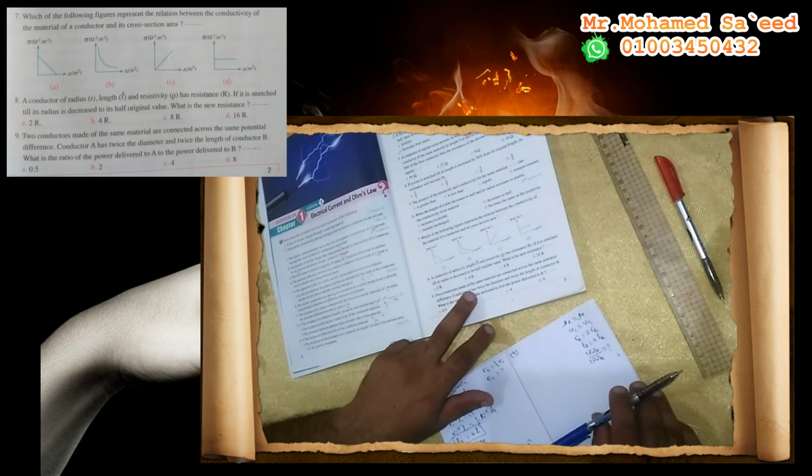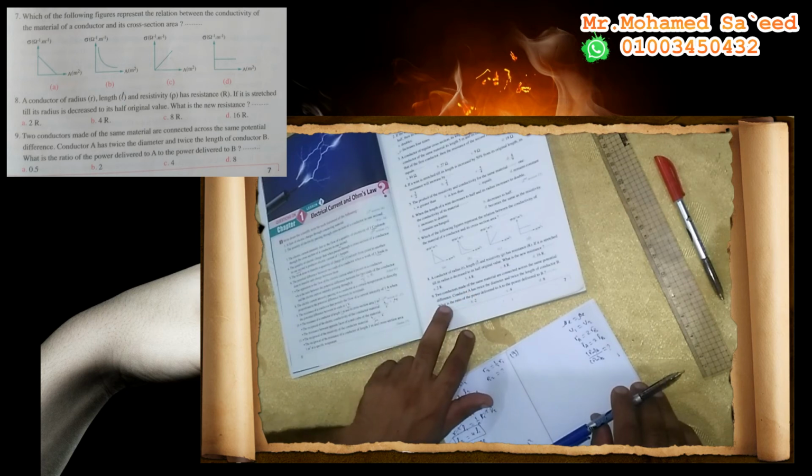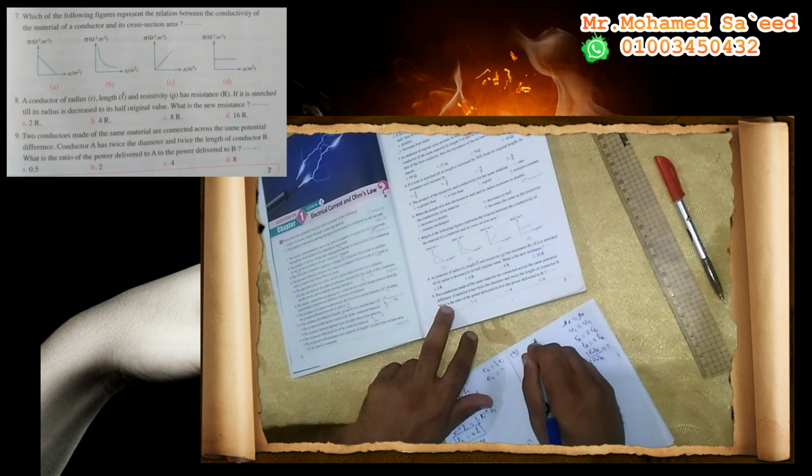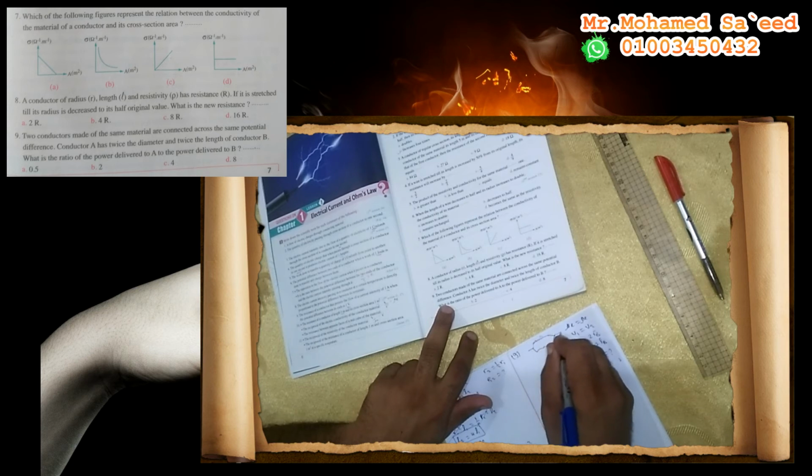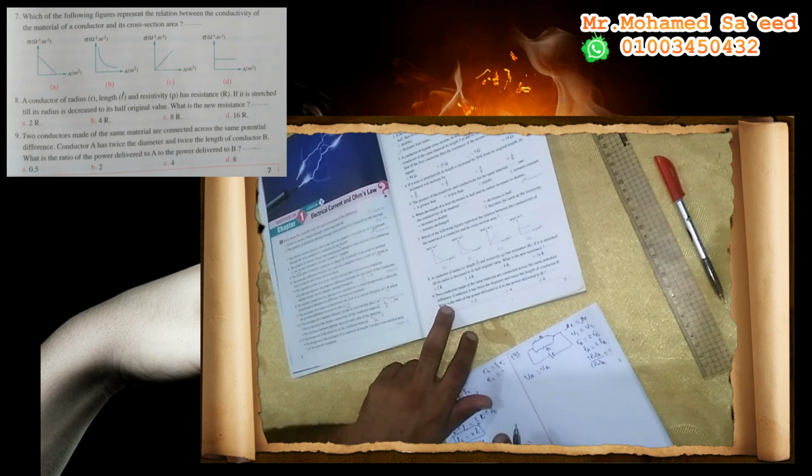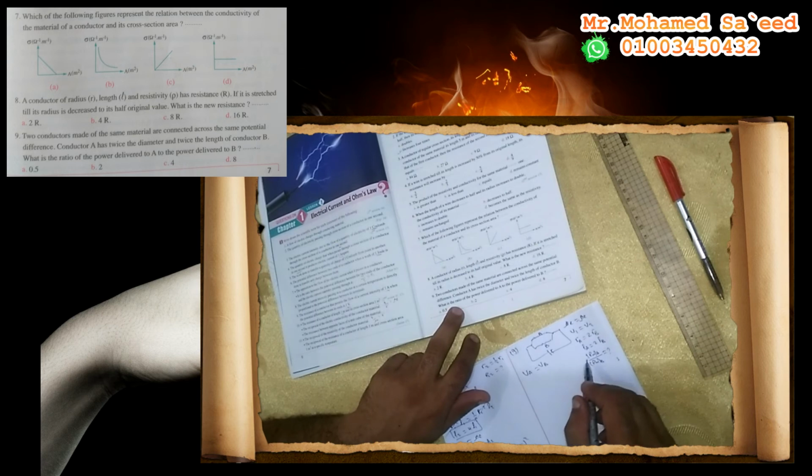Two conductors made of the same material, connected across the same potential difference: wire A and wire B. Same potential difference, so VA equals VB. What is the ratio of the power delivered to A to the power delivered to B? Okay, VA equals VB.